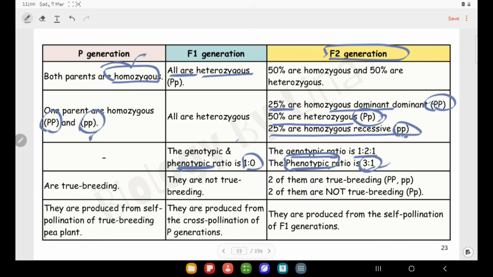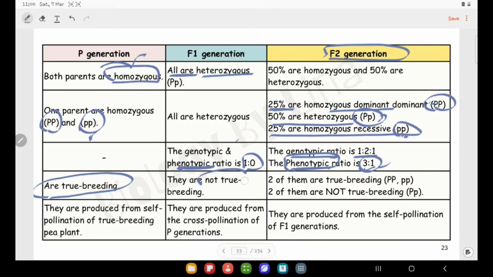Okay. The P generation are true breeding, and what we mean by true breeding are those plants that whenever you cross them by self-pollination, they produce the same traits of the parents, and he got them by self-pollination for several generations.